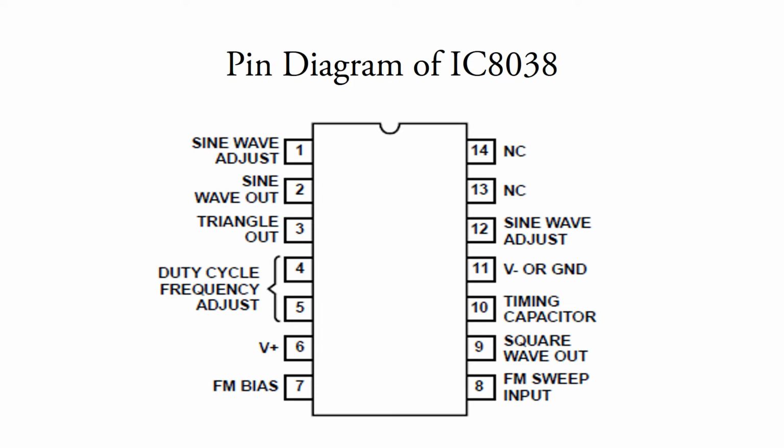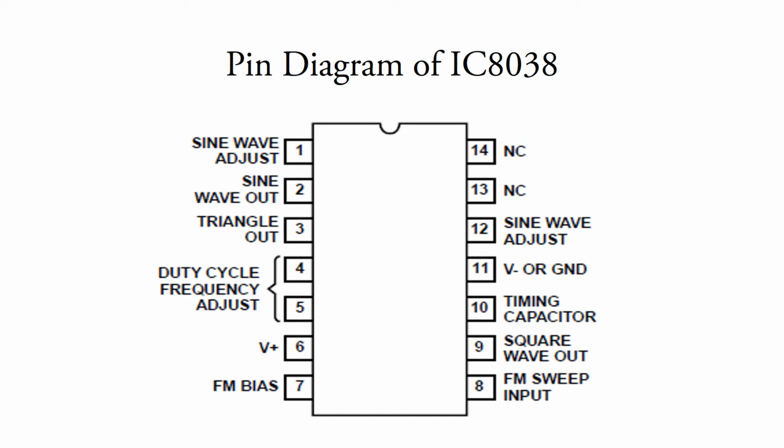As I said, it is a 14 pin IC. We have already seen the 6th pin is V plus power supply, and the 11th pin is also power supply. When it is a single polarity, the 6th pin will be connected to voltage and the 11th pin will be connected to ground. Dual polarity means the 6th pin is V plus and the 11th pin is V minus. The 10th pin we have already seen, the timing capacitor is connected. And for the outputs, the 3rd pin is triangular output, the 2nd pin is sinusoidal output, and the 9th pin is your square wave output.